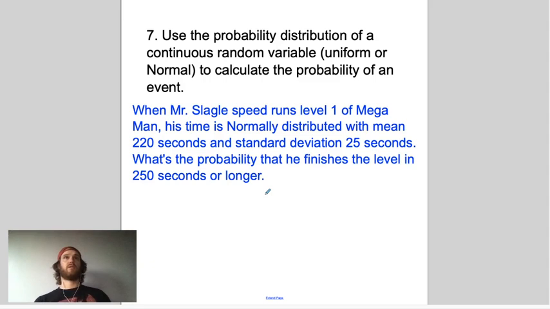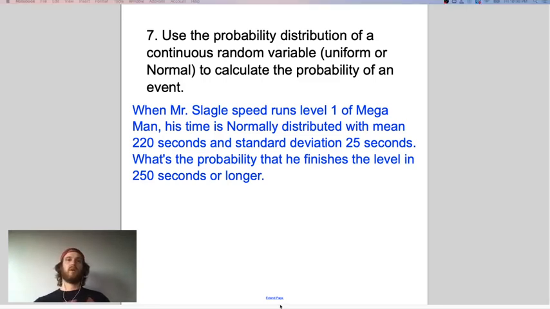Probability distribution of a continuous random variable to calculate the probability of an event. Okay. This one says when Mr. Slagle speed runs level 1 of Mega Man, his time is normally distributed with mean 220 seconds and standard deviation 25 seconds. What's the probability that he finishes the level in 250 seconds or longer? So if you look here, we know it's normally distributed, so what you're able to do here is use that Z table to show your work.